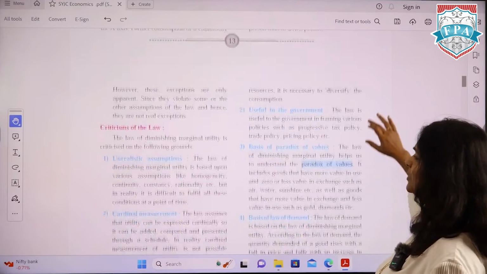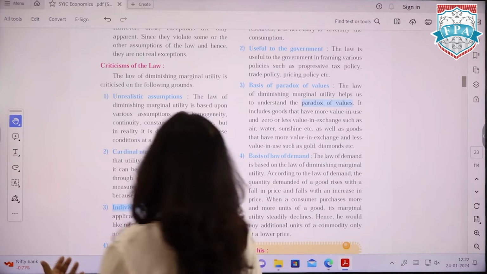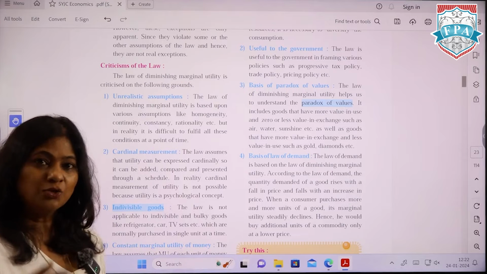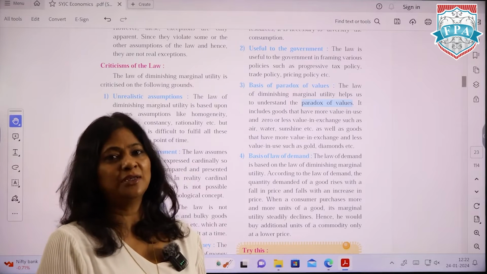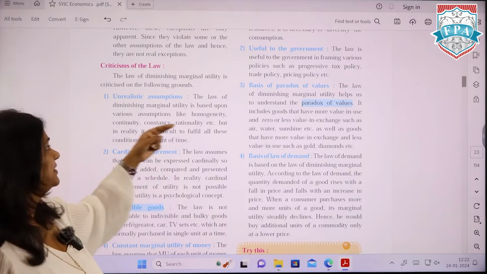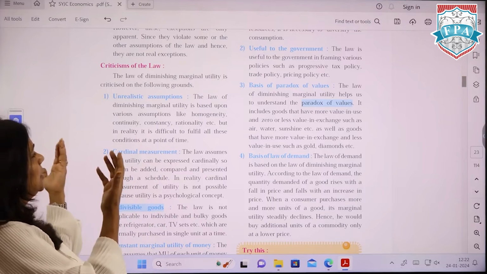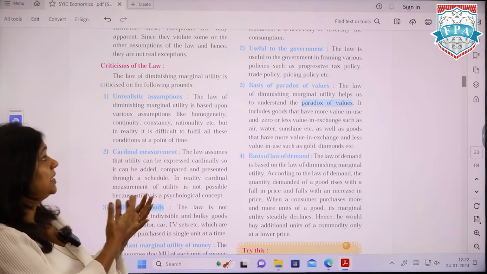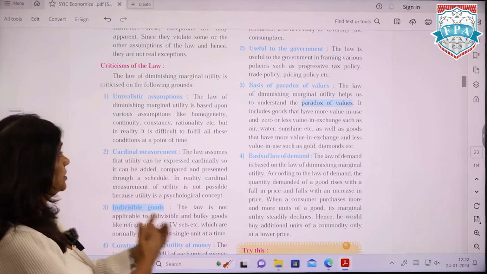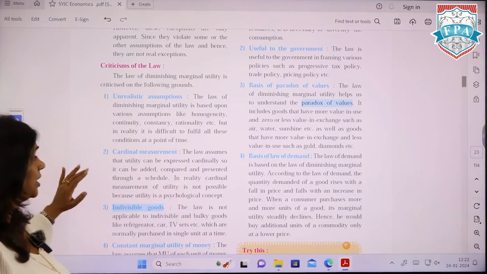And last but not the least, any law that is made will not be without criticism. The criticism will be the same as its assumptions. Please remember, if you remember the assumptions, you can actually write down the criticism. Like unrealistic assumption, that is product is homogeneous, right? They say the law of diminishing marginal utility is based on assumptions like homogeneous, continuity. It is talking about constancy. It is talking about rationality. So they say all those assumptions are unrealistic.